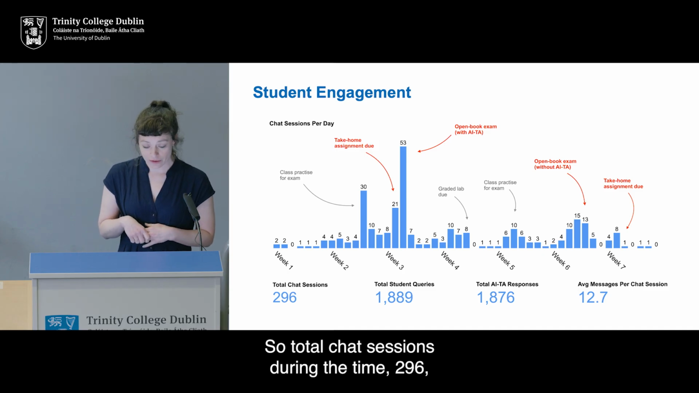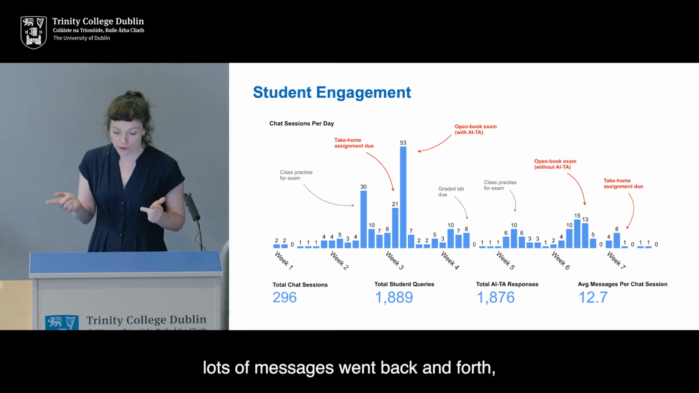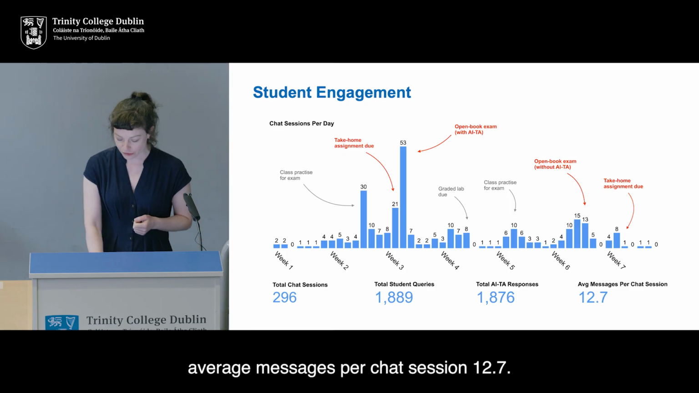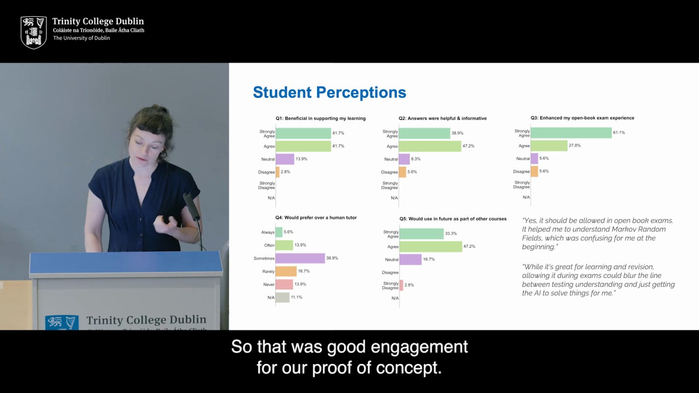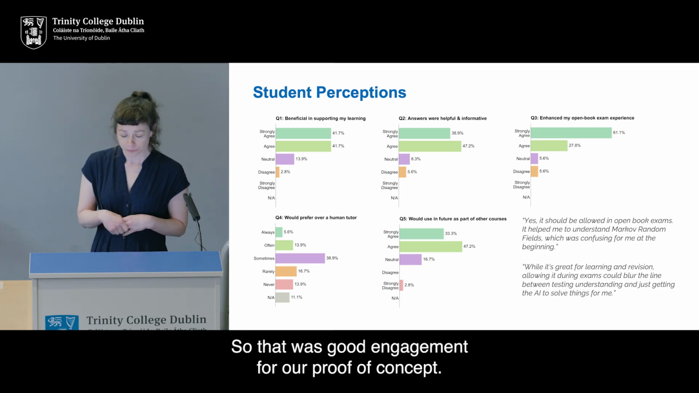So total chat sessions during the time, 296, lots of messages went back and forth. Average messages per chat session, 12.7. So that was good engagement for our proof of concept.